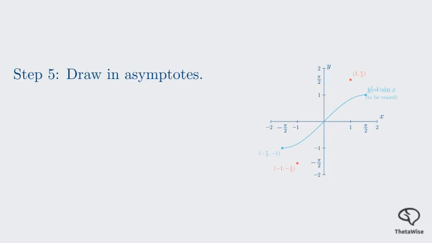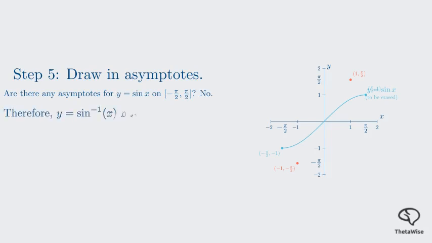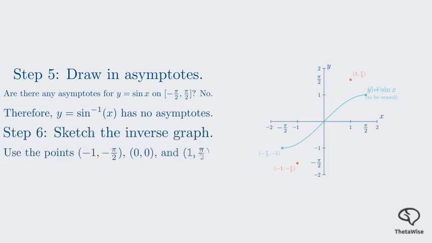Step 5. Draw in asymptotes. Looking at our restricted sine graph, are there any vertical asymptotes? No, the sine function is continuous everywhere. Therefore, its inverse, sine inverse of x, has no horizontal asymptotes. So for our final graph, we just need to connect the points. Step 6. We sketch the inverse graph. Starting at the lowest point and moving up, we connect the dots with a smooth, continuous curve. This solid red line represents y equals sine inverse of x. Finally, as instructed, we can erase the dashed sine curve.